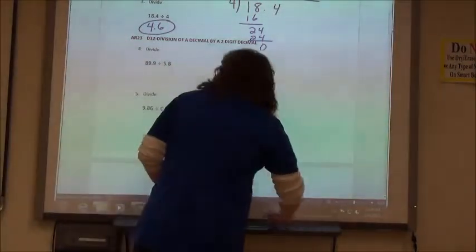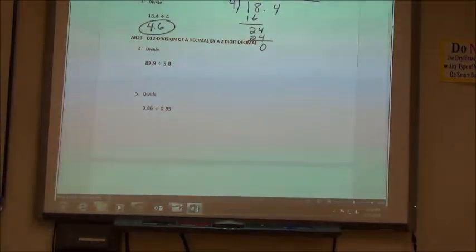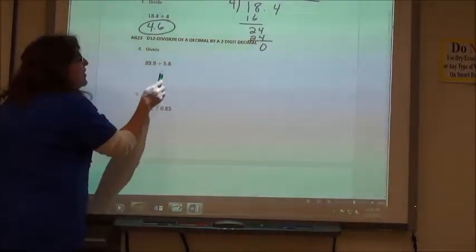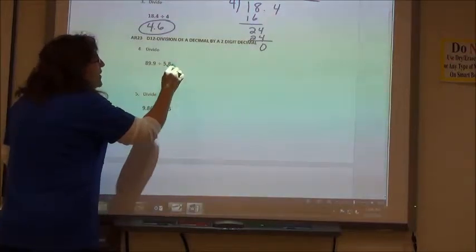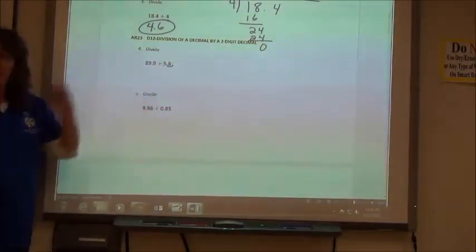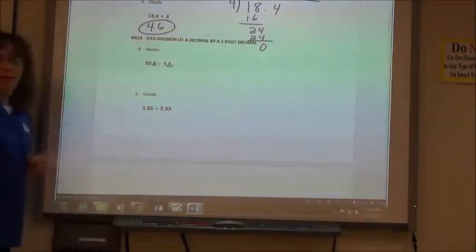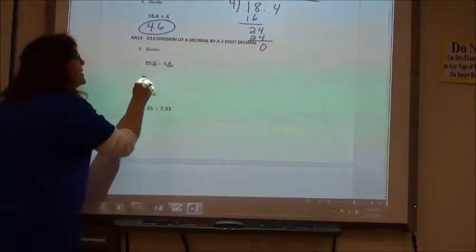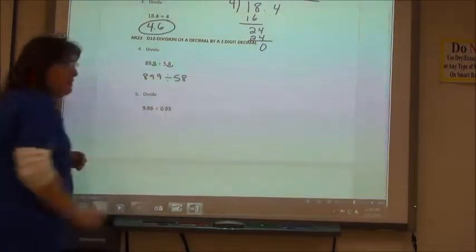The next one's when we are dividing with decimals and our divisor is not a whole number, the first thing we need to do is change it into a whole number. So if I have 89.9 divided by 5.8, I'm going to move my decimal over one place here so that I have a nice whole number. If I do that, I also have to move it one place here. I have to move it the same number of places on both numbers. So what I'm going to do is take 899 divided by 58 then.